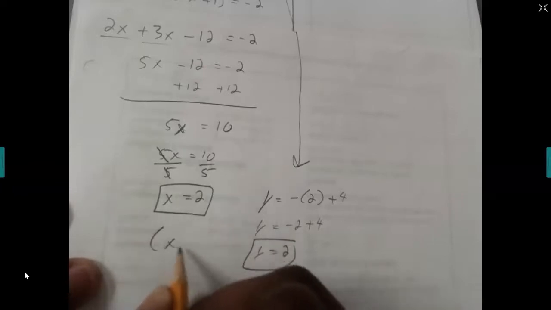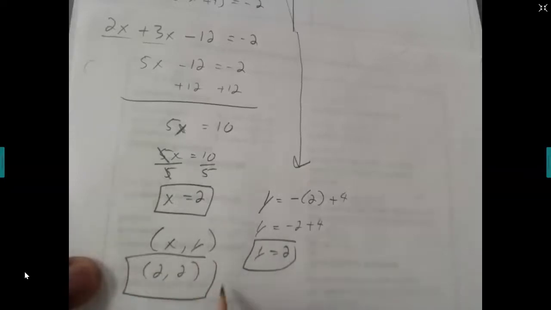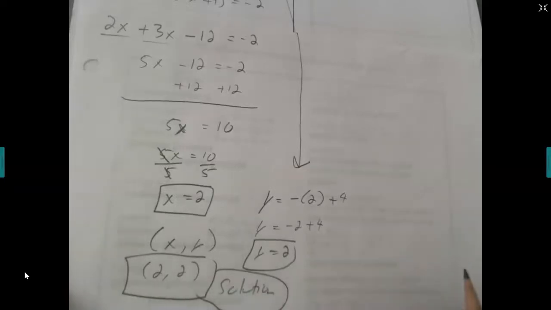You write this as the ordered pair x, y. So the ordered pair is 2, 2. And that's our solution. And that's how you solve a system of equations by substitution. Let's try a new one.